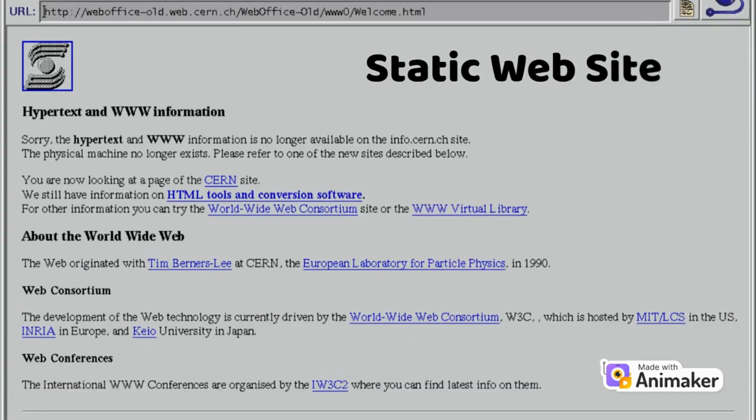During these initial years, web pages were static. Web pages were not dynamic. That means you can just read content on the web page, but you cannot interact with it, or you cannot update content dynamically. You cannot do actions like login or sign up in a static website. It's like you are reading a newspaper.